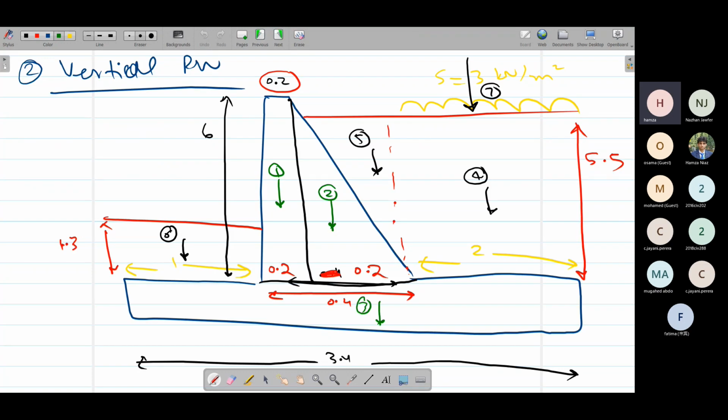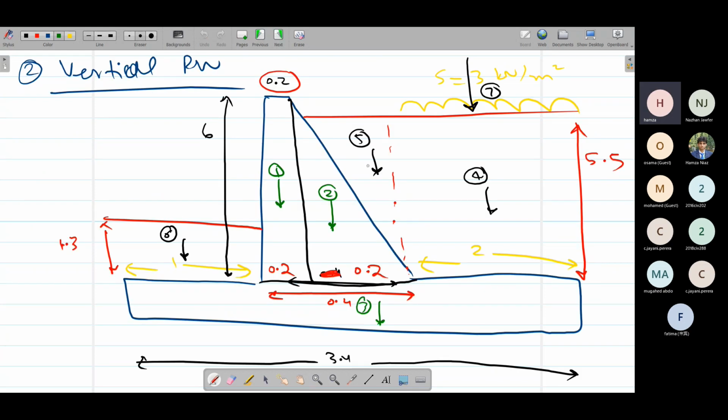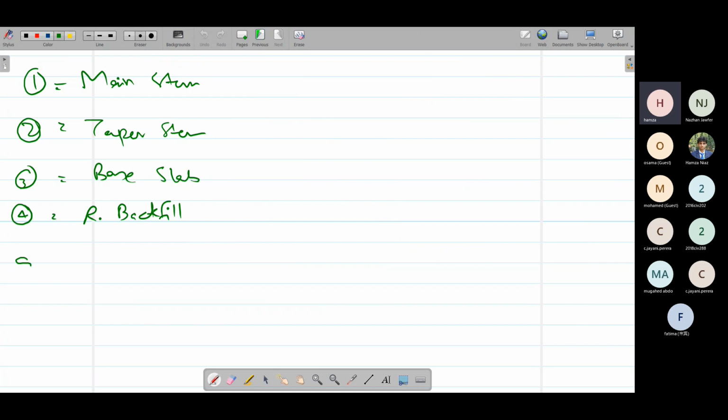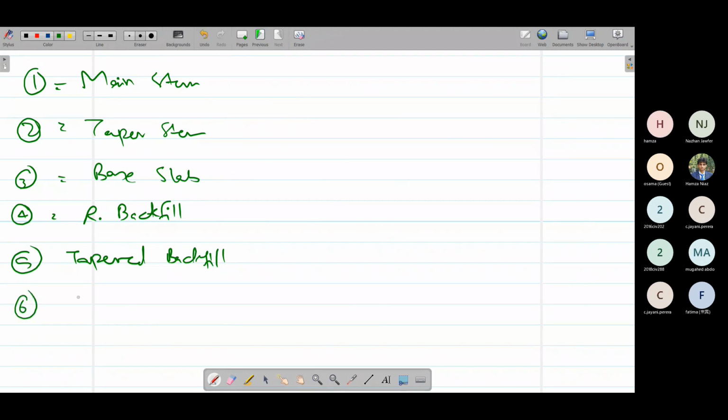The fourth portion is this backfill, rectangular backfill. The fifth portion is this triangular or tapered backfill. We can call it tapered backfill. The sixth portion is, you can say this is the rectangular front fill on the front side. So rectangular front fill.